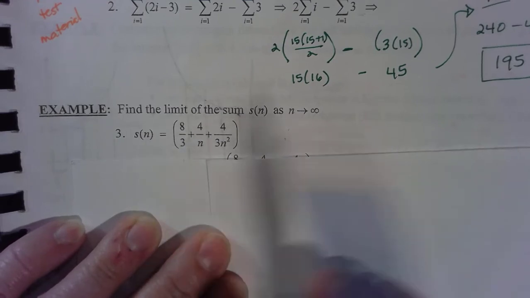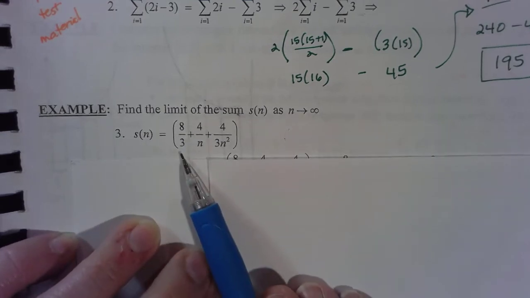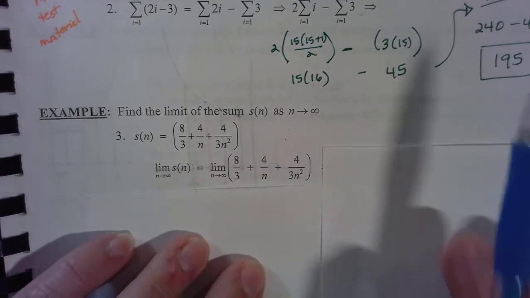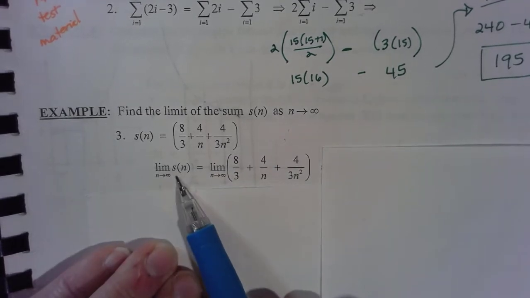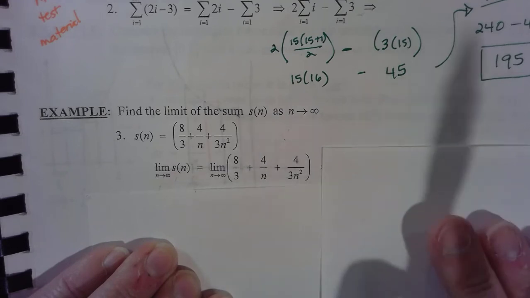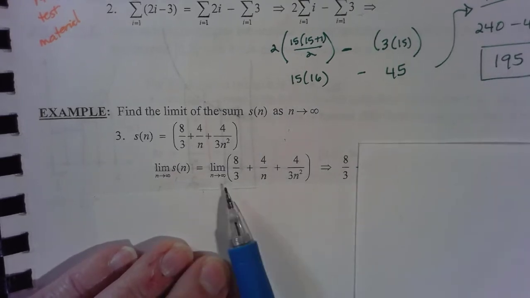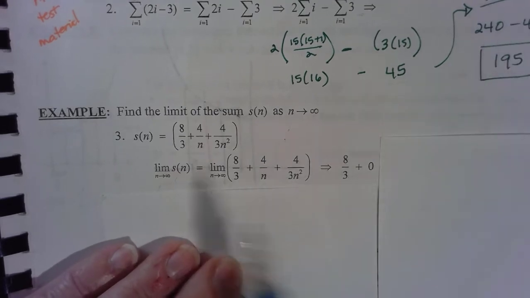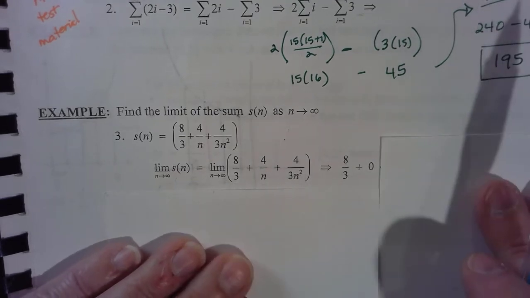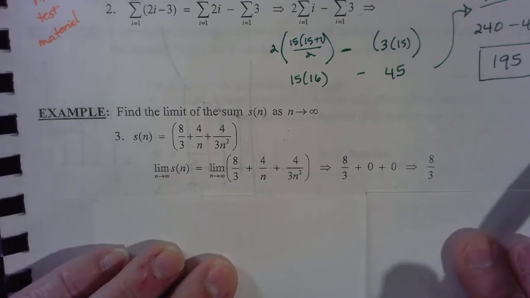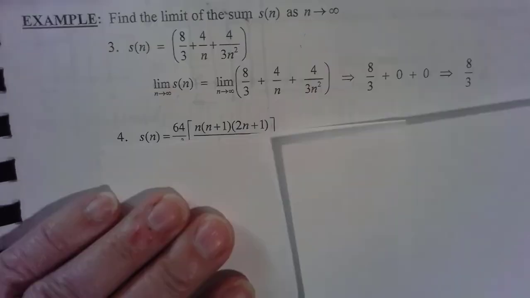Okay, let's find the limit of the sum S sub n as n goes to infinity. Well, this should be easy. As n goes to infinity, we're talking about the limit as n goes to infinity of our sum. Well, what do I know about this? This is a constant. The limit as n goes to infinity of a constant is the constant. As n goes to infinity here, that's going to give me 4 over really big, which is 0. As n goes to infinity here, that's going to give me 4 over really big, that's 0. And so our answer is 8/3.